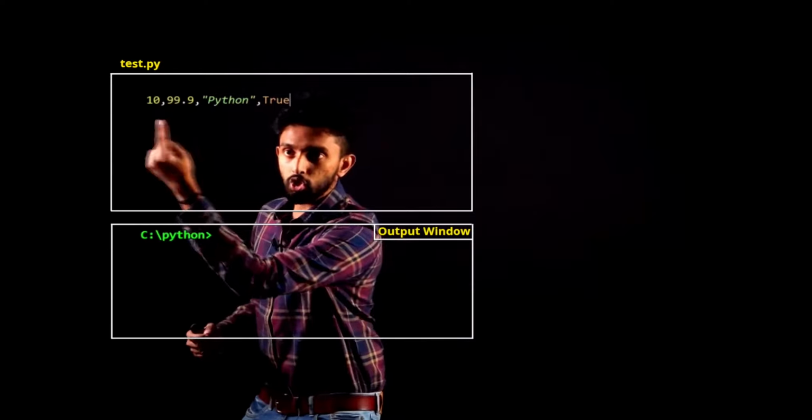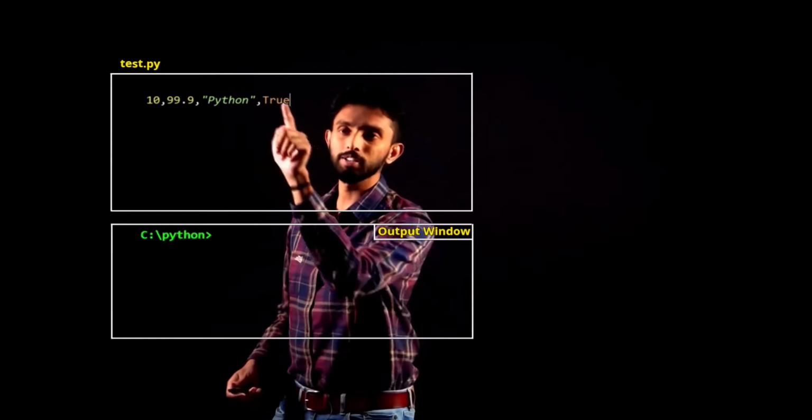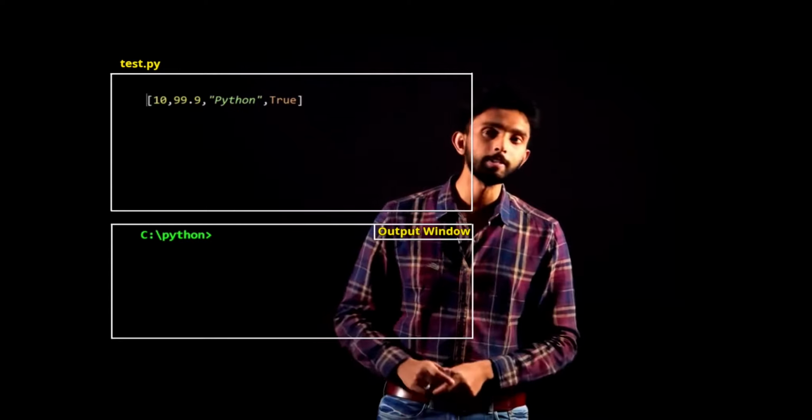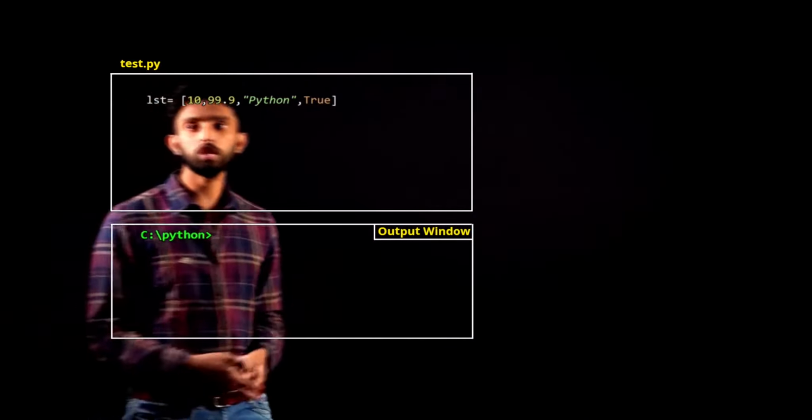Now I want this to be stored as a list of heterogeneous values. Can I do that? Yes, very simple. Put brackets like this. That is what I am going to do. Enclose it within square brackets. I will give a name to it. Maybe I will call it LST.